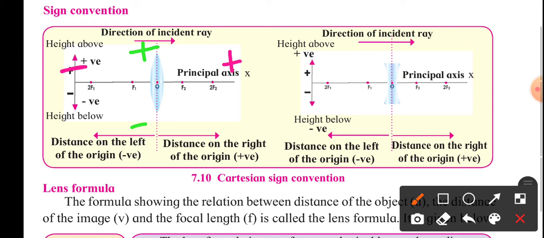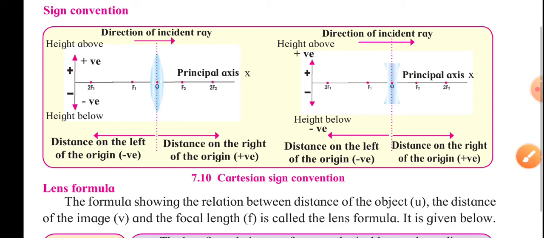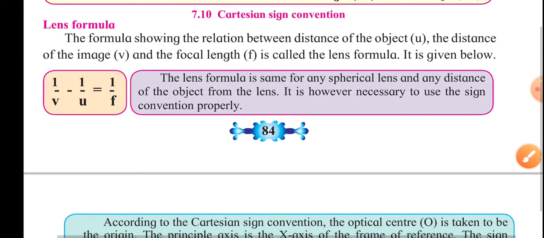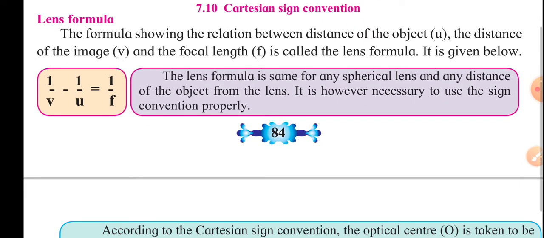So this is a sign convention which we are using for the lenses also, which is exactly the same as what we used for the spherical mirrors. The next thing we have to study is the lens formula. Mirror formula we have already studied.